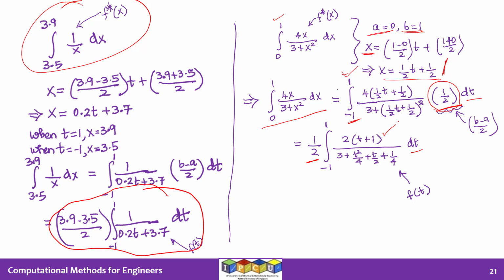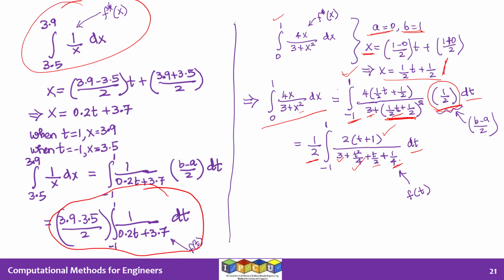I can write the denominator as 3 plus x squared. x is nothing but half t plus half, the whole squared, because x is this, so x squared. So I'm going to take half t plus half and raise it to the power of 2 in the denominator. So I'm going to get 3 plus t squared by 4. When I expand this, I'm going to get 2 times half t times half, so t by 2, plus 1 by 2 the whole squared, which is going to be 1 by 4.